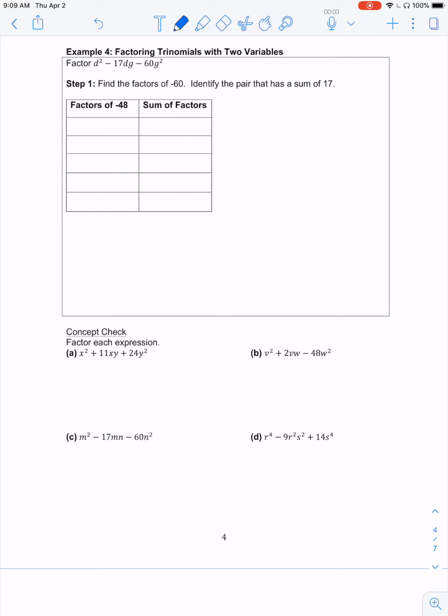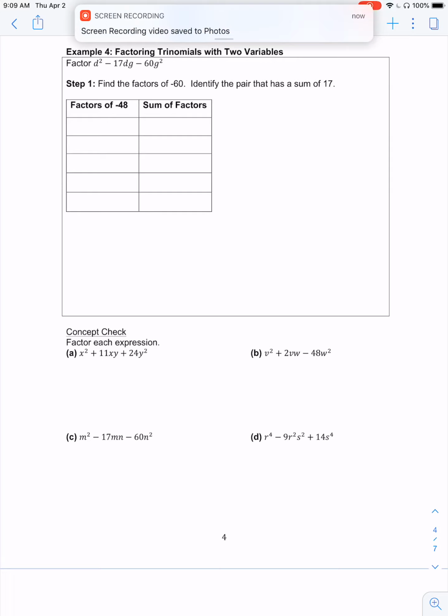Okay, class, we are back, and we're going to go ahead and factor trinomials with two variables. I know that sounds scary, but it's really not, right?